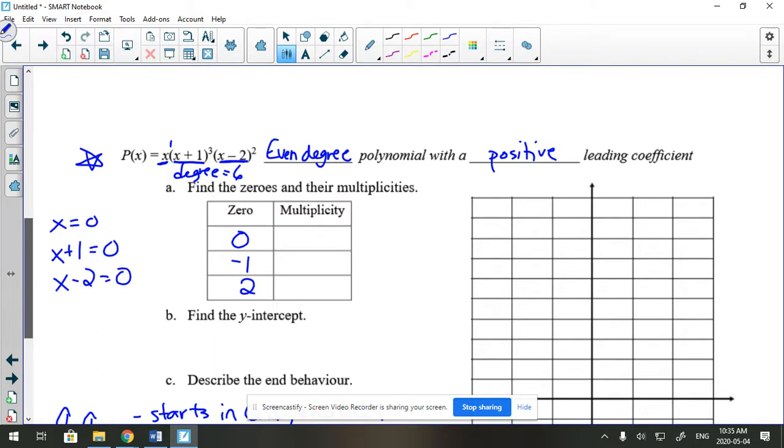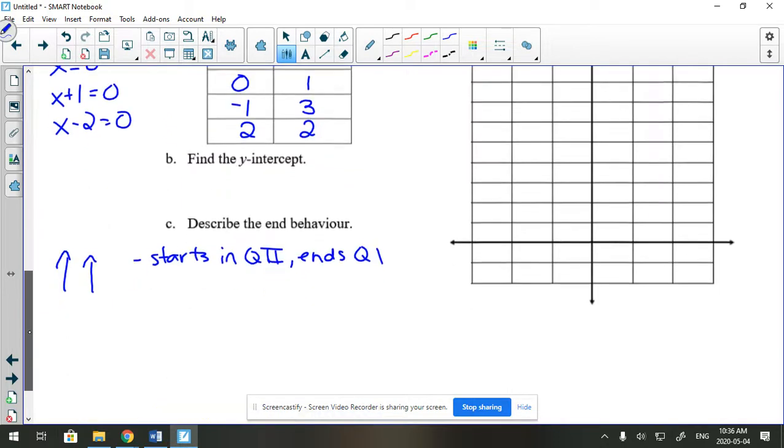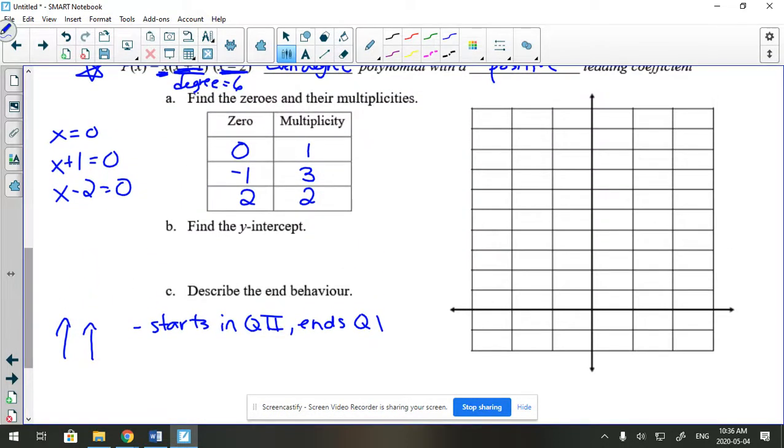Multiplicity is your exponent. So for this one where I got the 0 from, it's 1. The negative 1 is going to be a multiplicity of 3. And the 2, it's going to be a multiplicity of 2. I can start plotting those now. So I have a 0 here, at 0, at negative 1, and at 2. And then we're going to do our y-intercept. I can kind of guess where it's going to be already because I can see this point here is already crossing the y-axis, but let's show the work.